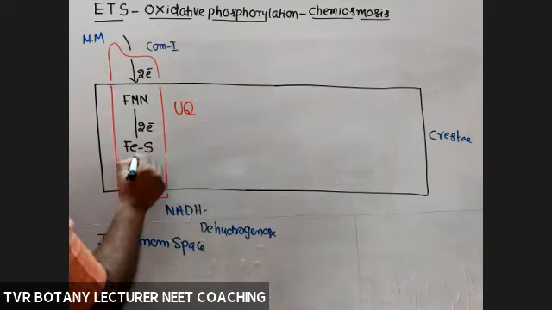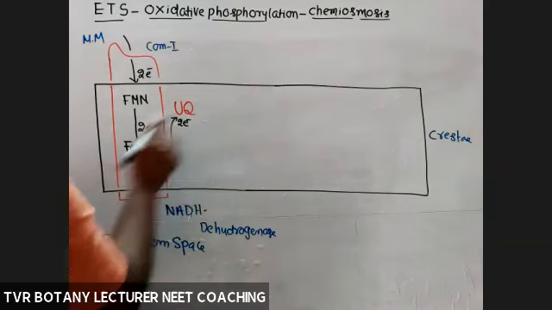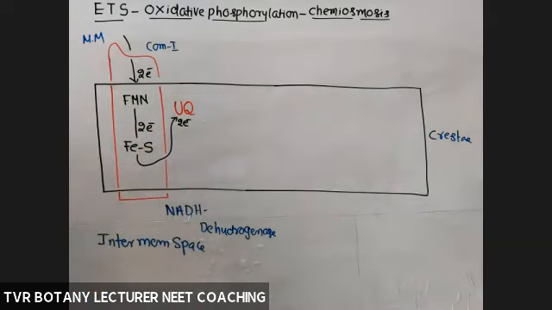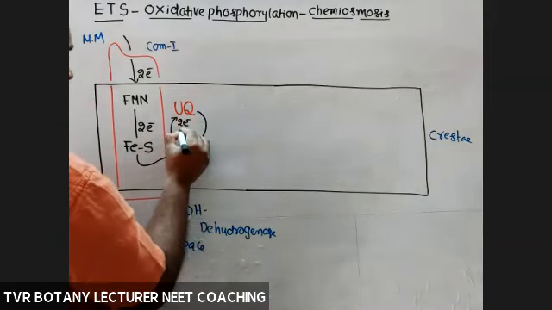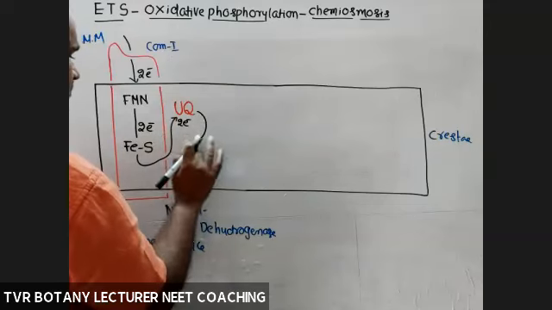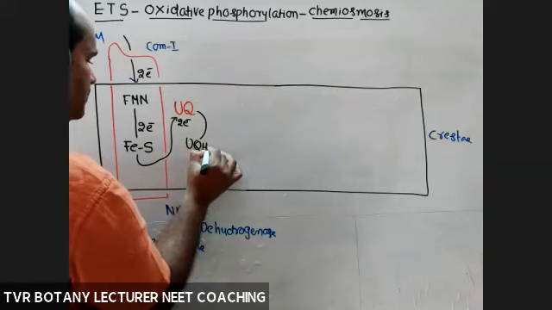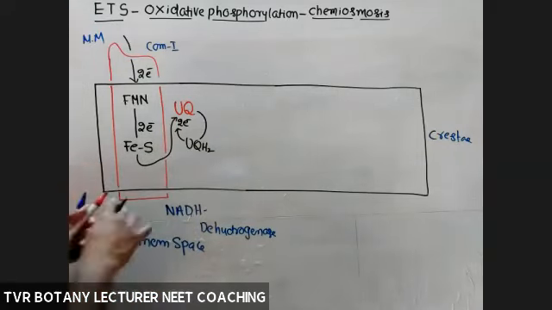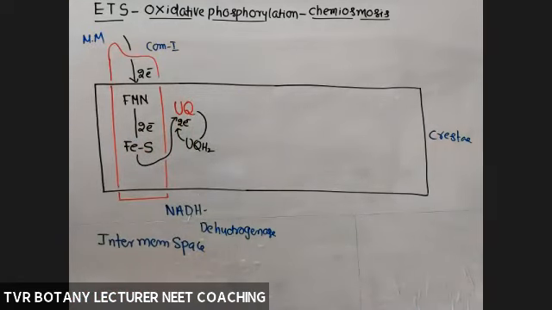Next, 2 electrons accepted by this one. Initially, we'll focus on the movement of electrons. After that, the translocation of hydrogen atoms, we will see that one, not now, after completion of this one. Ubiquinone. So that is reduced and immediately oxidized. So ubiquinol, UQH2, is immediately oxidized. Now, 2 electrons are accepted by the next complex.